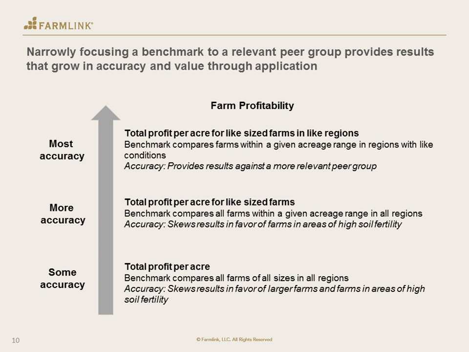If you narrow the focus even more, it results in greater and greater accuracy. For example, total profit per acre for like-sized farms in like region. This is now a much more accurate benchmark and a much more interesting tool for rating and comparing performance. Think about it this way. Would you compare corn and soybean yields on differing soil types, such as a silty loam soil in Iowa, say, versus an alligator clay in Louisiana?